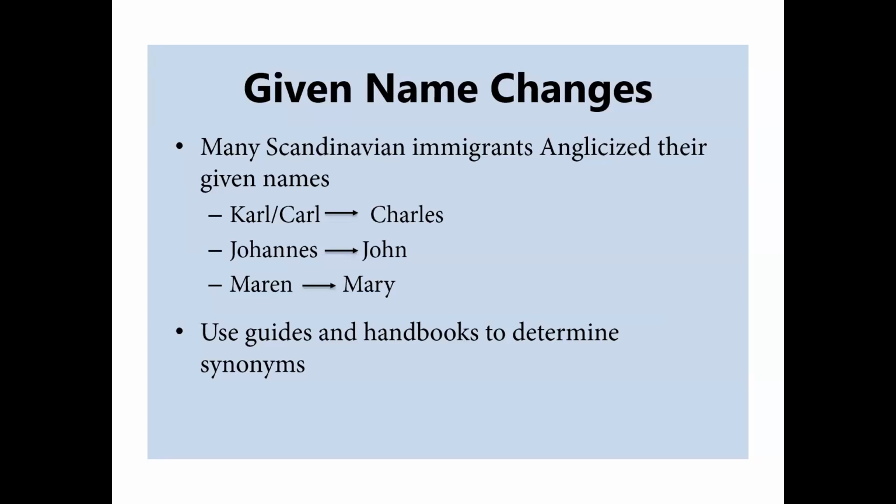Other folks change their given name. They anglicize their name. So these are some pretty obvious ones: Carl for Charles, Johannes for John, and Marin for Mary. There are lists. There are some FamilySearch wikis, and there are lists in some of these manuals that will give you synonyms. So when you are searching Scandinavian records, you'll have an idea. Some of the synonyms aren't as obvious as Johannes and John. So again, use that published material that's out there.